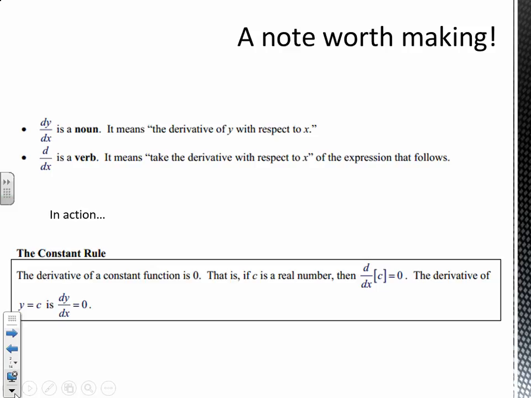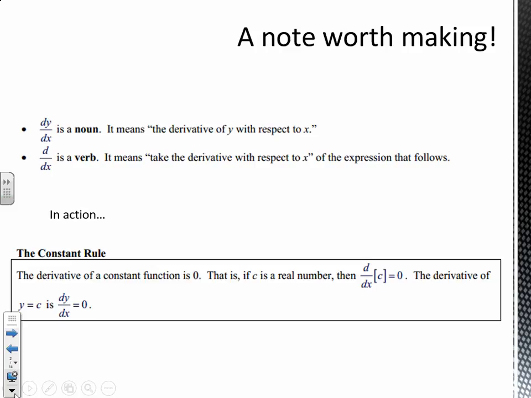So you did have a problem in your homework about a constant function. It was number, what was the number? I know the constant was 7. Number 11, where your f of x was 7 and you had to find the derivative, you should have gotten 0. Okay, that's going to happen every single time.